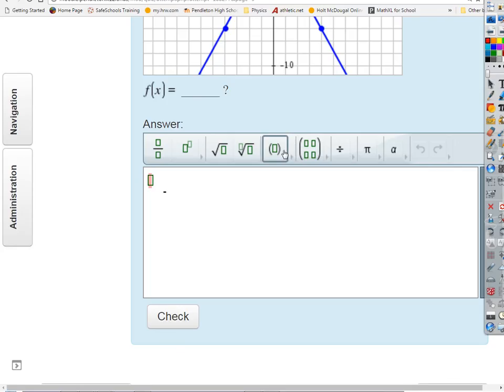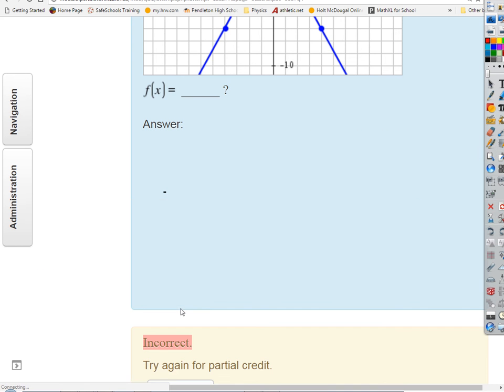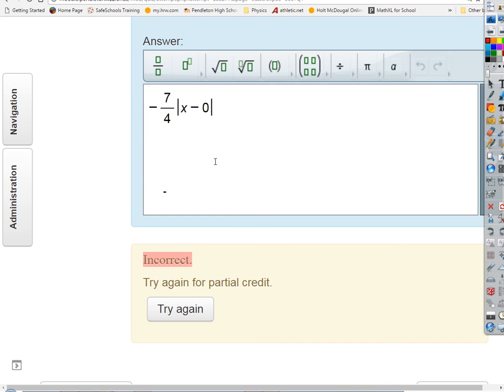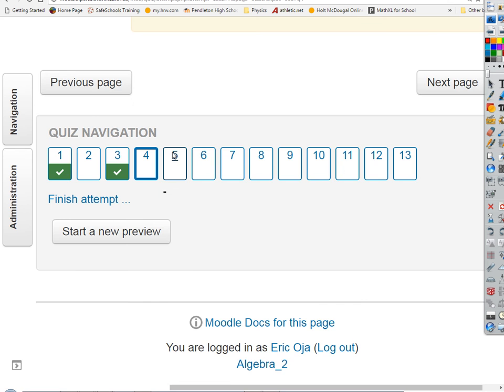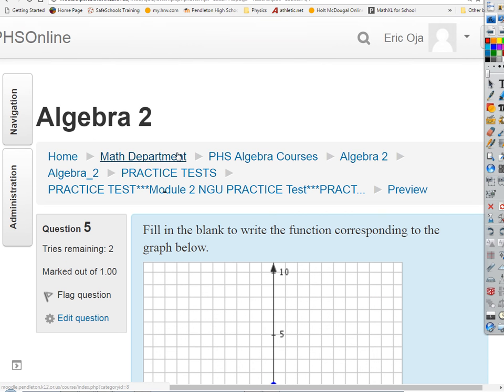Okay, here we go. So negative 7/4 absolute value of x. We're going to try minus 0, right? See if it works. Yeah, see, it won't take that, because it's not simplified. Okay, good. I don't want it to. If we get a fraction that can simplify, we'll simplify it, if you can.